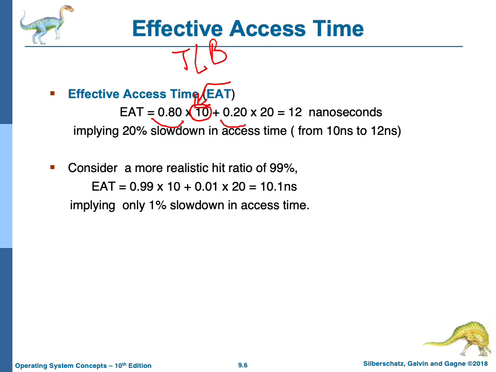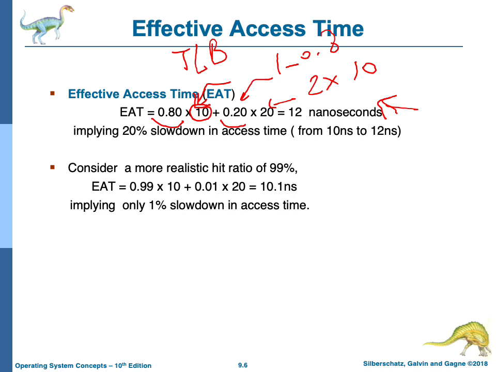Versus in the case of a miss, which is the other 20%, 1 minus 0.8, we are going to access the memory twice, so 10 nanoseconds times 2. The first access is to get the frame number from the page table itself, and the second access is to retrieve the data or instruction. So this is the effective access time.